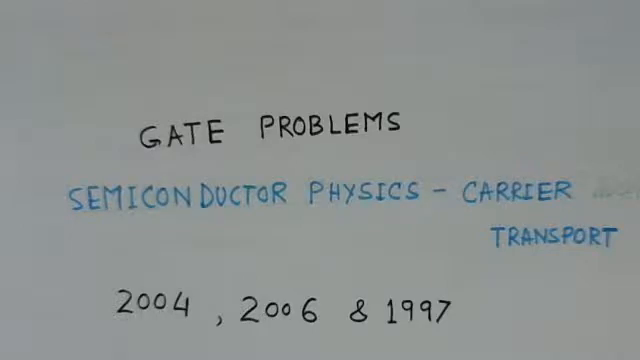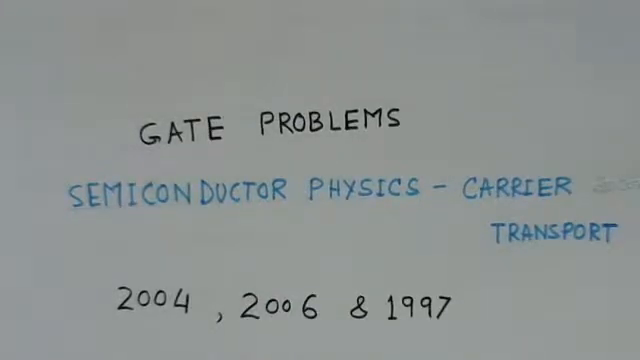This video consists of solutions to three GATE problems. They are of the years 2004, 2006 and 1997. These problems have been arranged in this fashion depending upon their relation to each other.